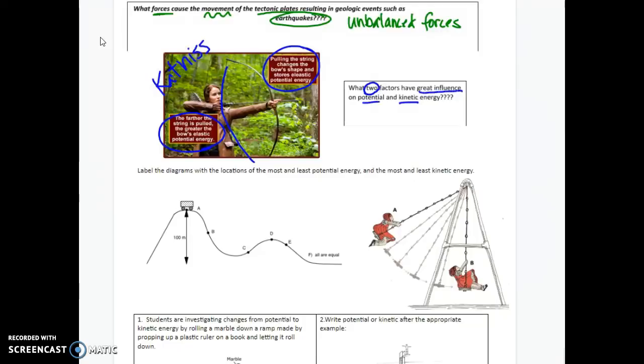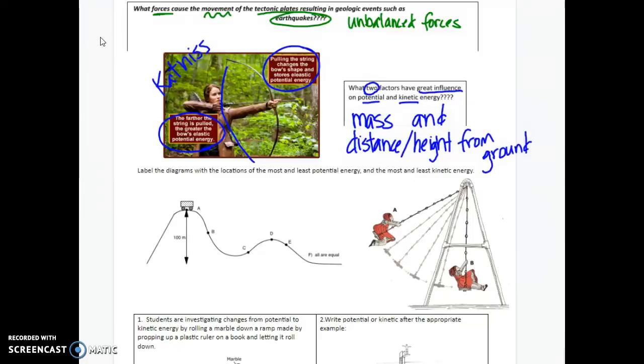What two factors have the greatest influence on potential energy? Potential, of course, is mass and distance, or height above the ground. So if I have a big giant boulder and I hold it high above the ground, that boulder is going to have a lot more potential energy than a small pebble would from that same height.